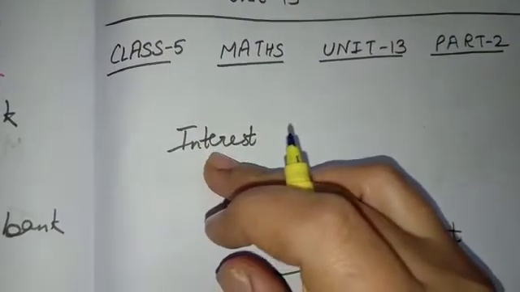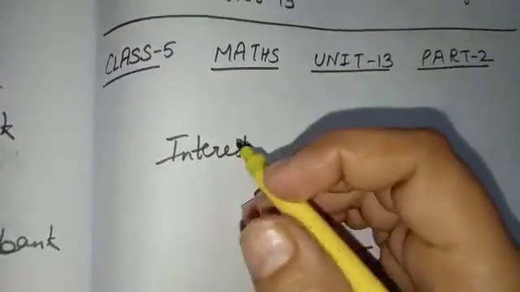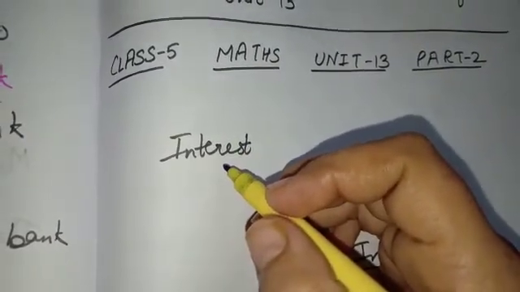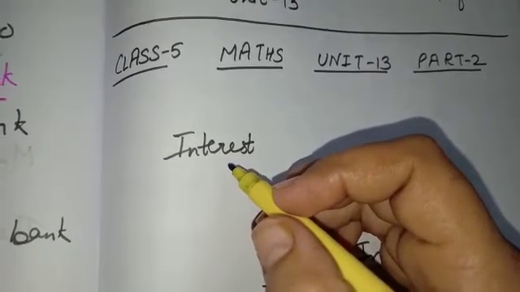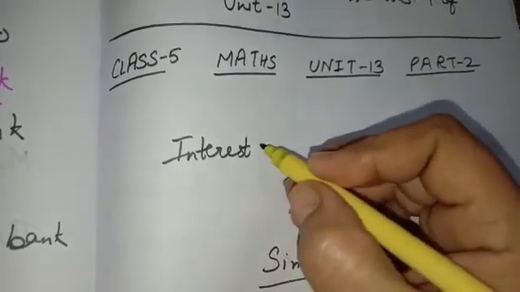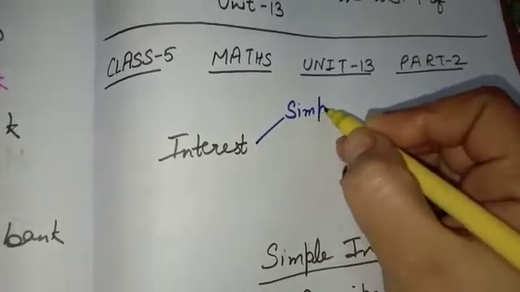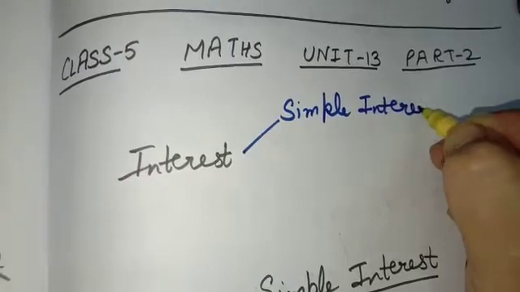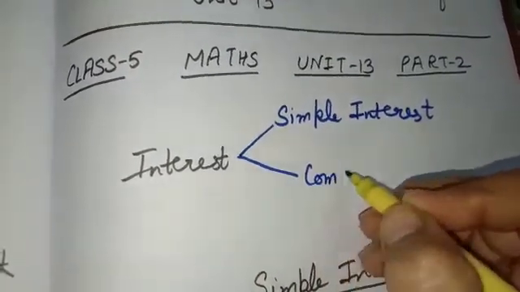Today, we are continuing Unit 13. In the previous lecture, we have learnt about interest, that when we deposit some money in a bank, then the extra money paid by the bank is called interest. Interest is of two types. The first is simple interest and second is compound interest.